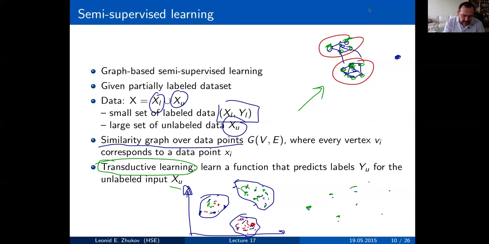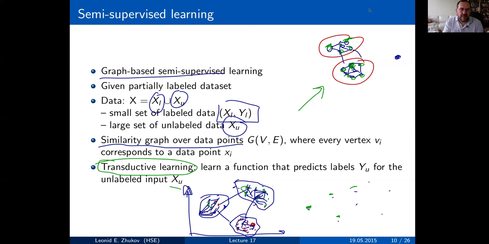And to connect this to the graph idea, in the graph approach, you actually build this similarity graph, so you connect those data points that are similar by edges. And then you have this similarity graph, and you use this graph-based semi-supervised learning.